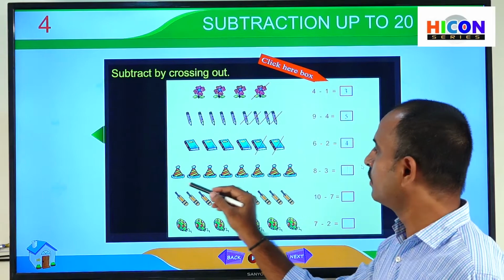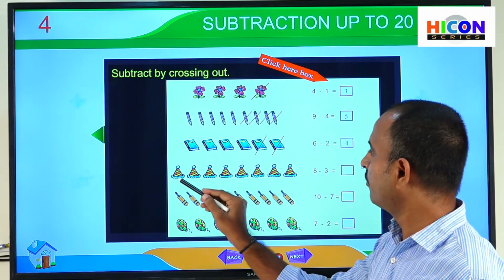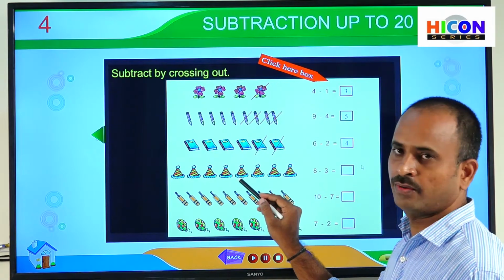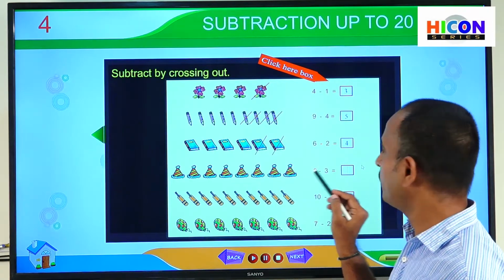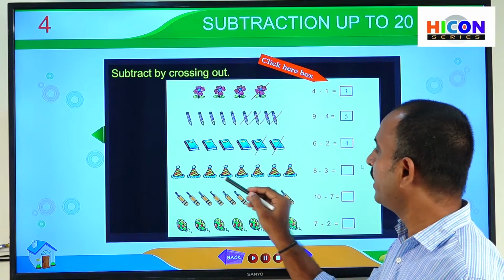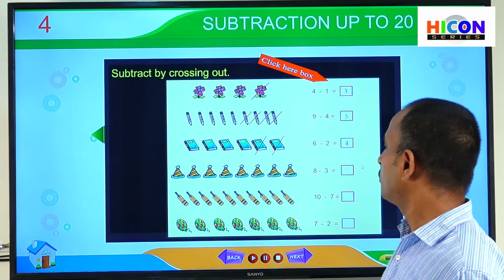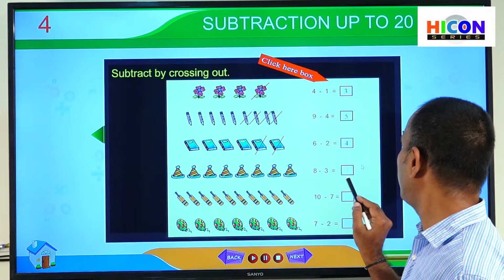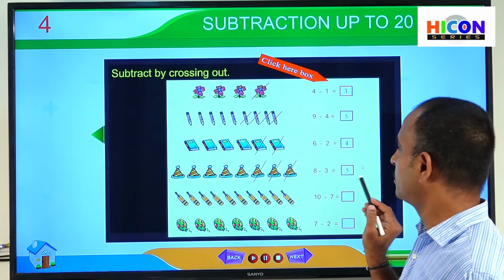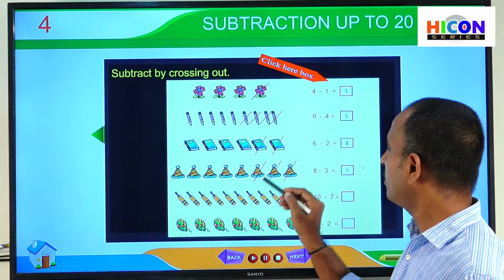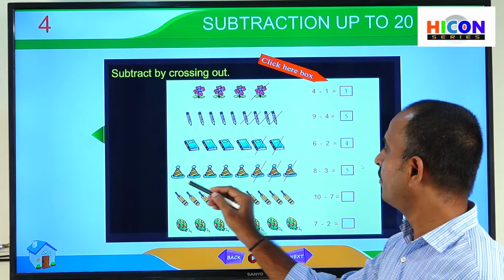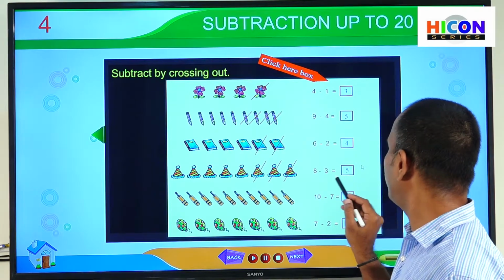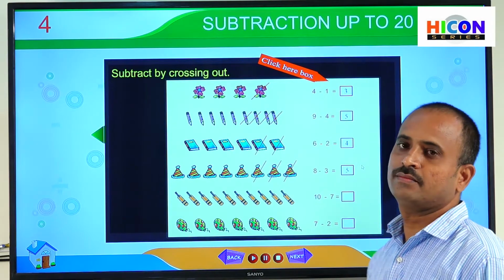Then how many caps will be left there? Start counting 1, 2, 3, 4, 5. So if you take away 3 caps from the 8 caps, there are 5 caps remaining. After subtraction, how many caps are there? 5. So write 5 in this box. Children, they have struck off 3 caps and there will be 5 caps left. So write 5 in this box. This 5 is the difference of 8 and 3.